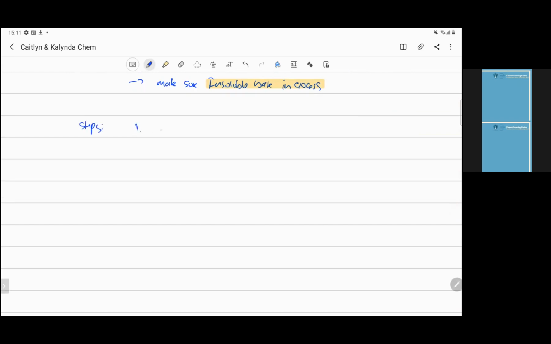First, start with the acid. Any acid, you can use this here. And then step number 2, we're going to add either the metal or the base or carbonate slowly.